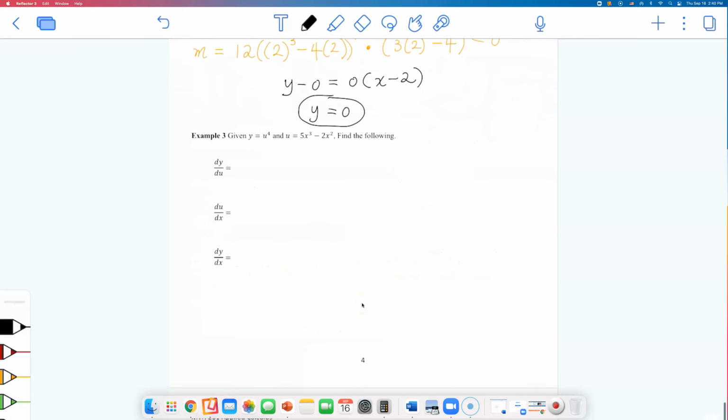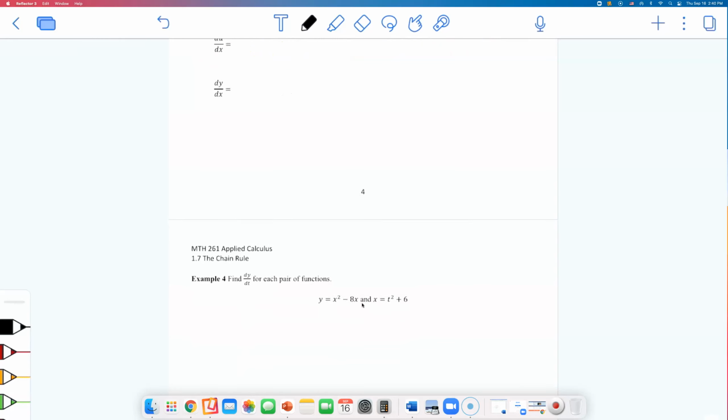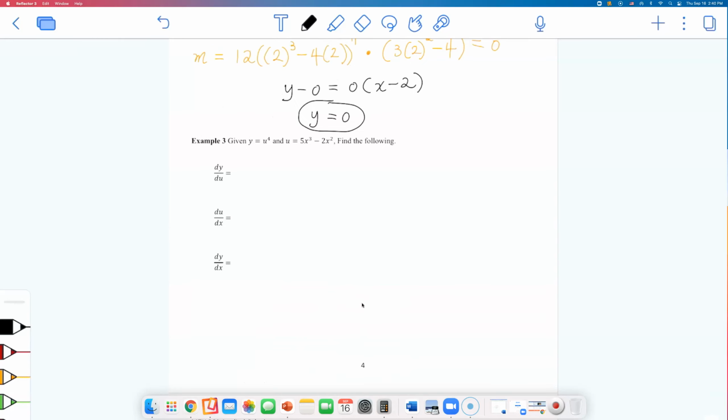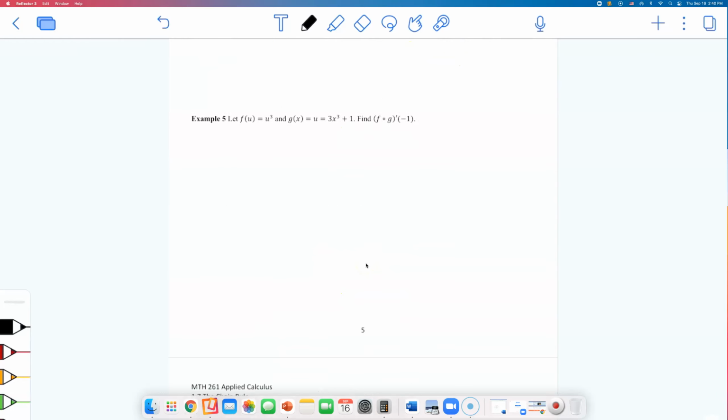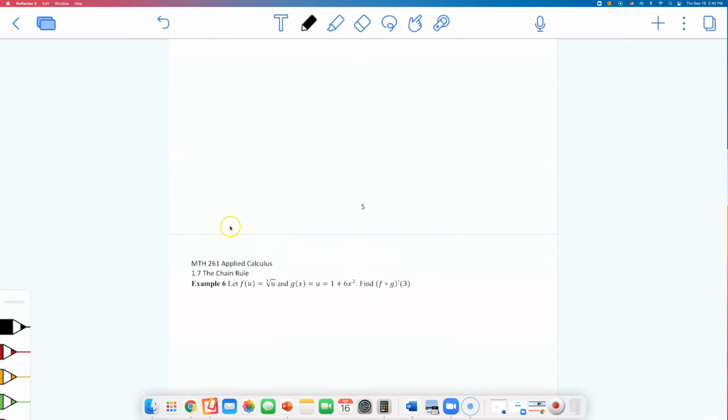Now example 3 is so different from the ones that I've been doing. So I will start a new video to talk about this with the other ones. I think 3, 4, and 5 somewhat go together. Okay, I'll be back.